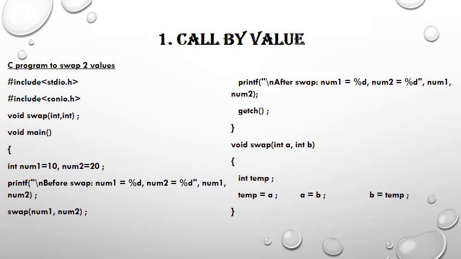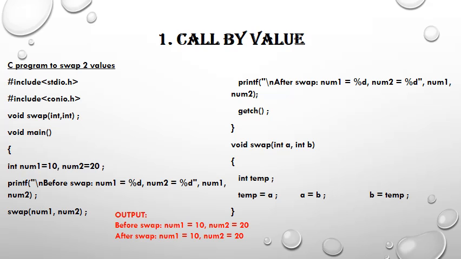So now what happens? The value of num1 is copied to A, the value of num2 is copied to B, and then the swapping occurs and then we just complete the program. Now the output goes like this. See, the values have not been swapped.